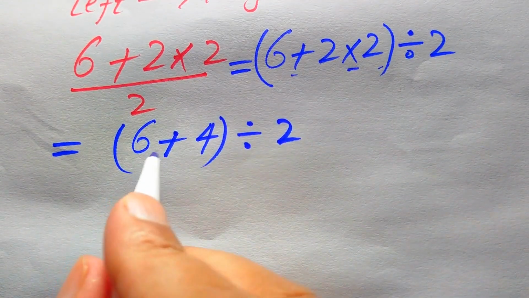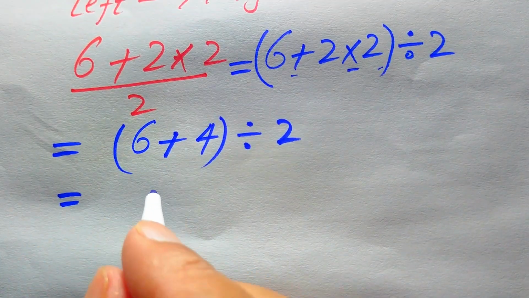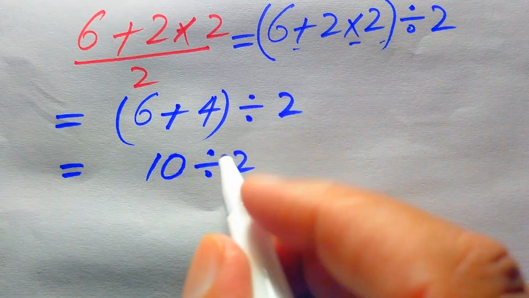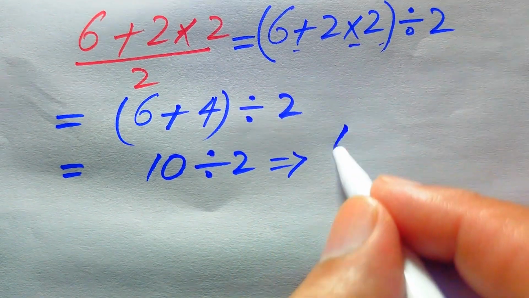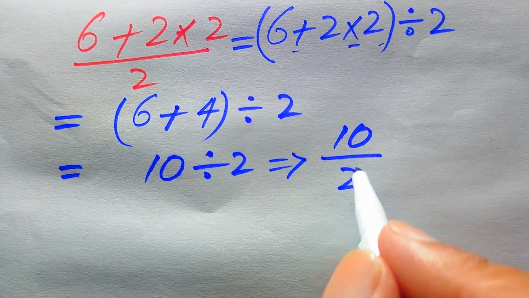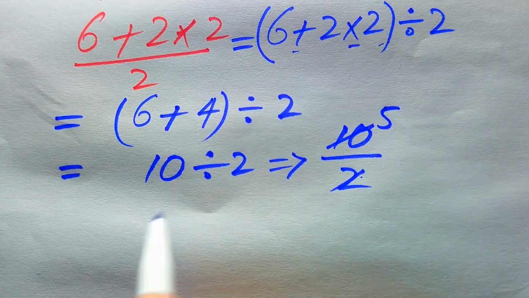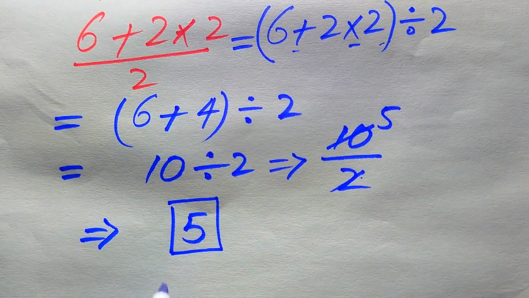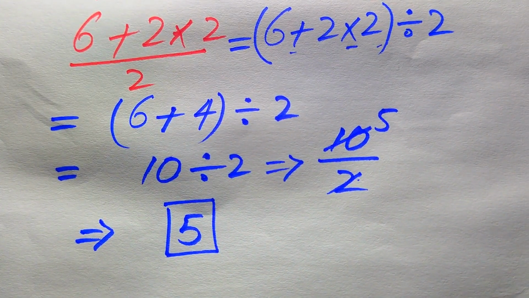And further in the next step, we again solve this parenthesis. 6 plus 4 becomes 10 divided by 2, and 10 divided by 2 is written in the fraction form 10 over 2. So we cancel these terms. 2 5s are 10. So this is our final simplified form of the given question, and this is the final answer.